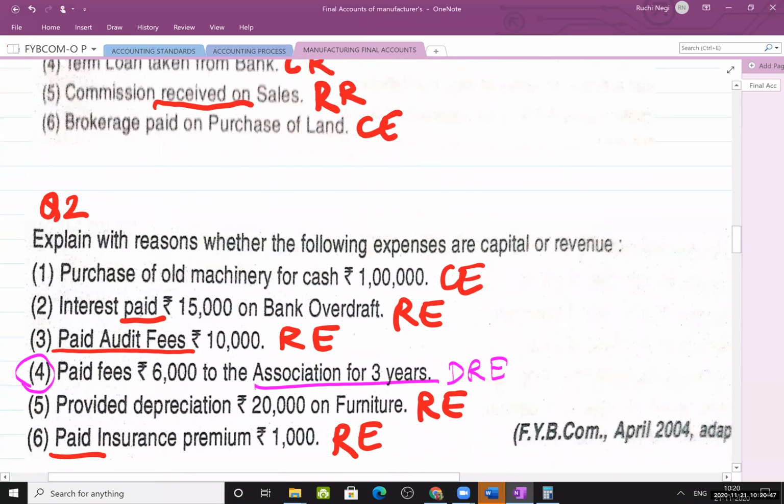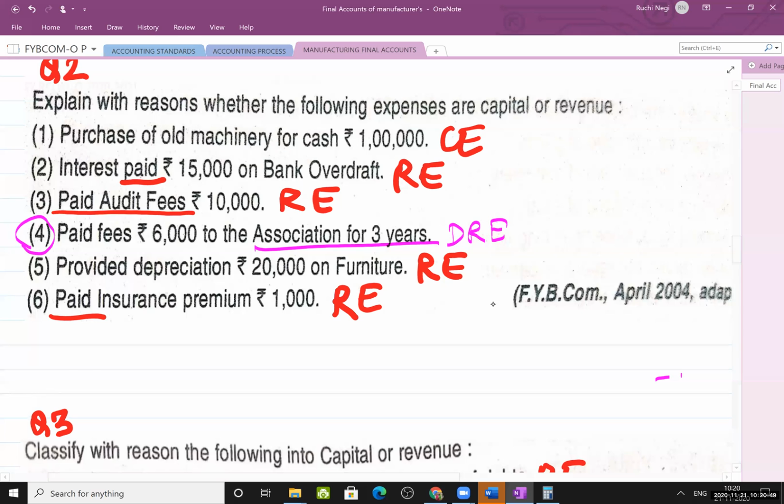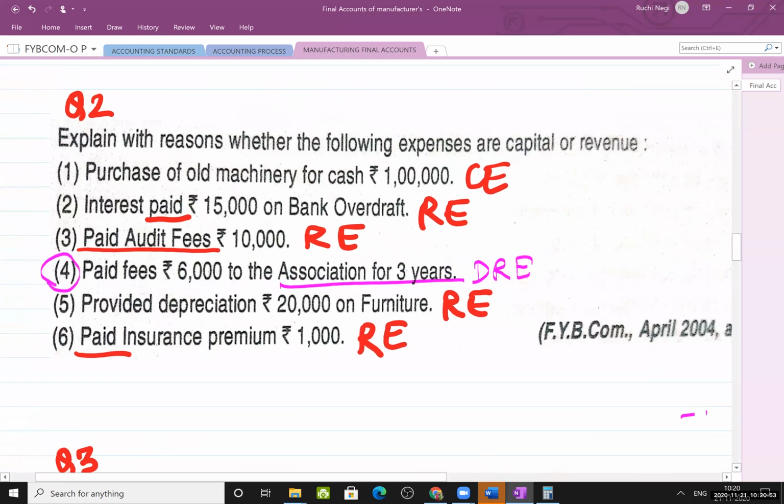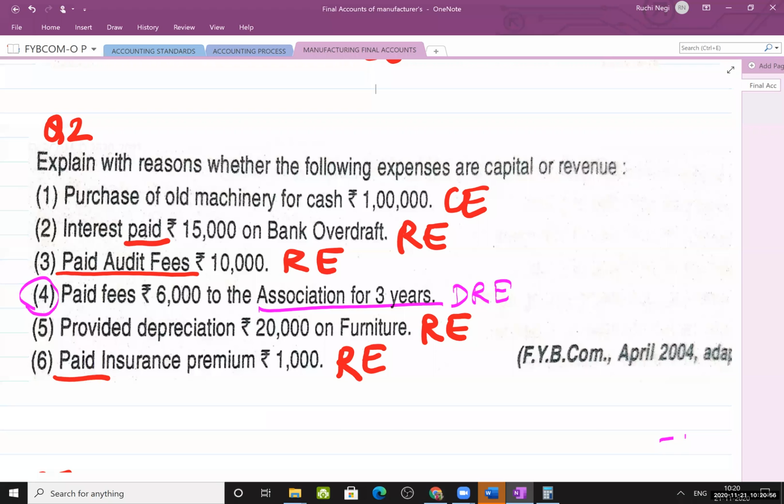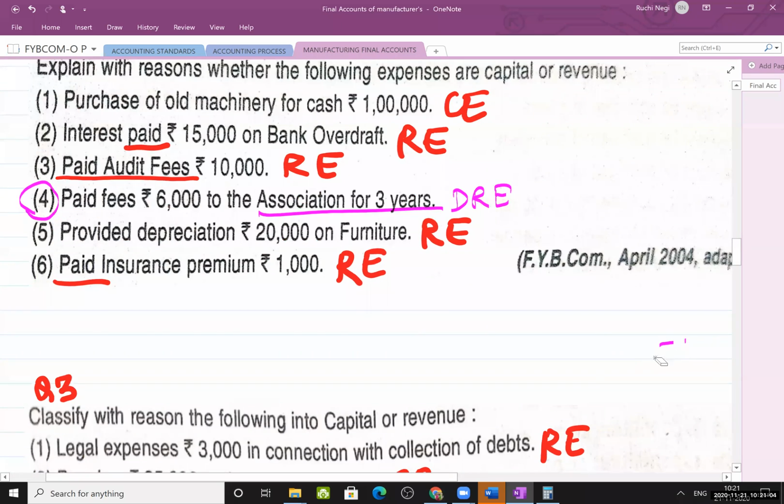Next, come to this question number 2 or example number 2. Now, before discussing this, you can see a highlight at number 4, that is deferred revenue expenditure. So let me first explain to you about deferred revenue expenditure.